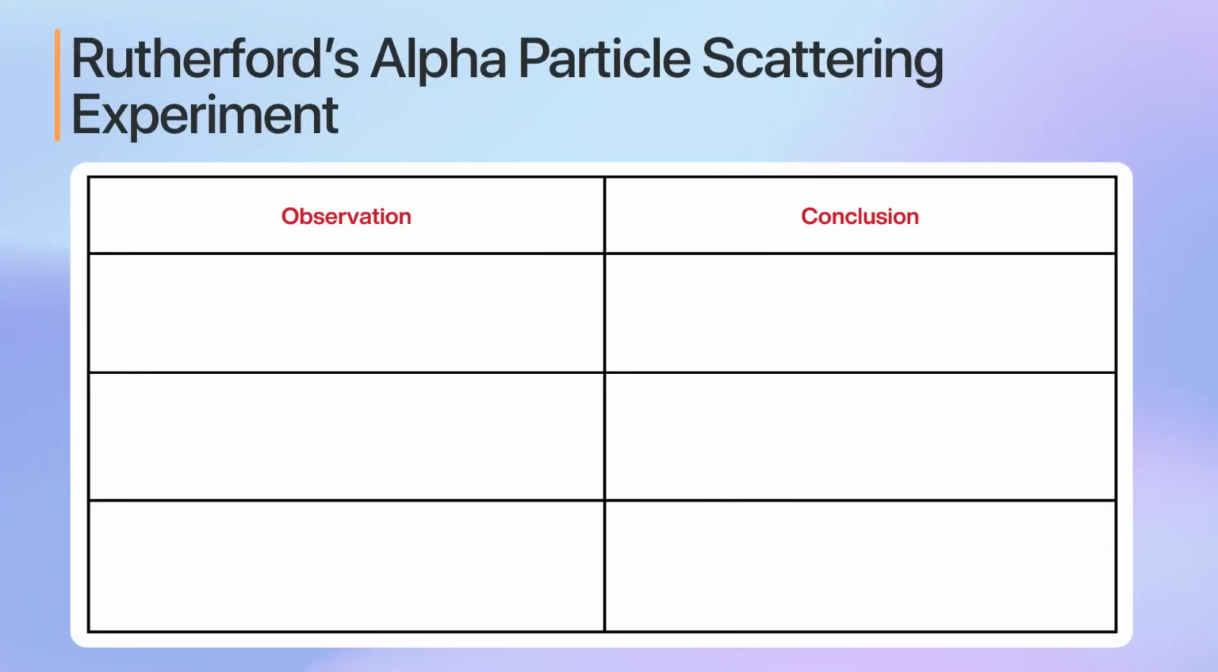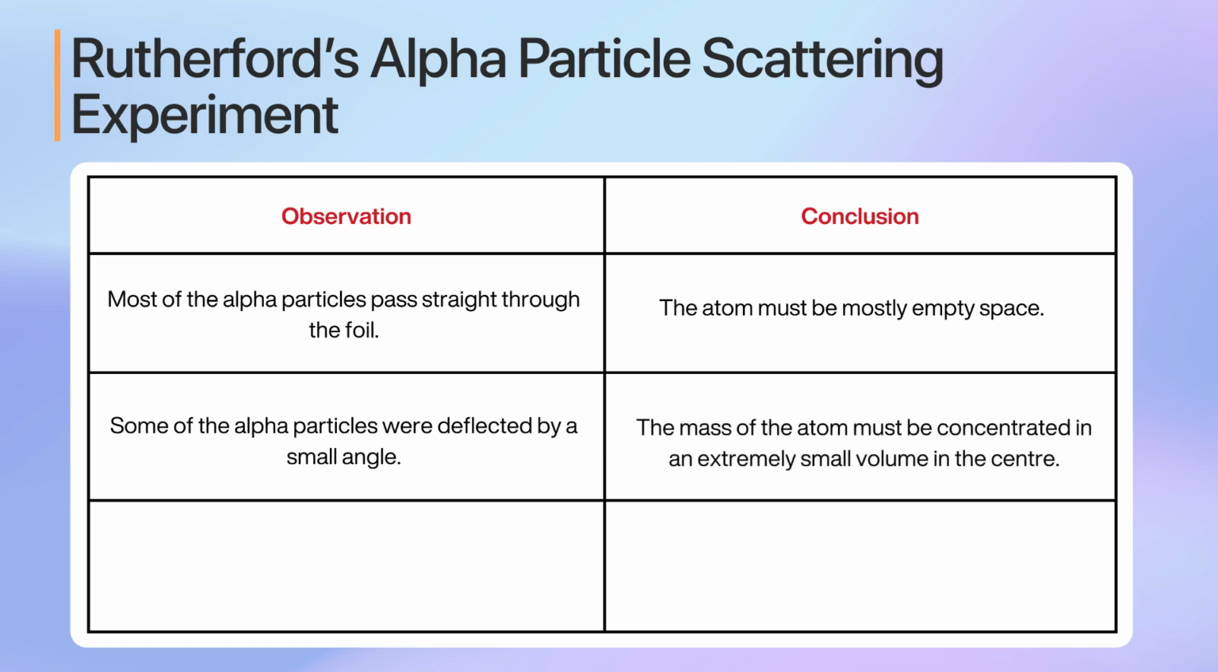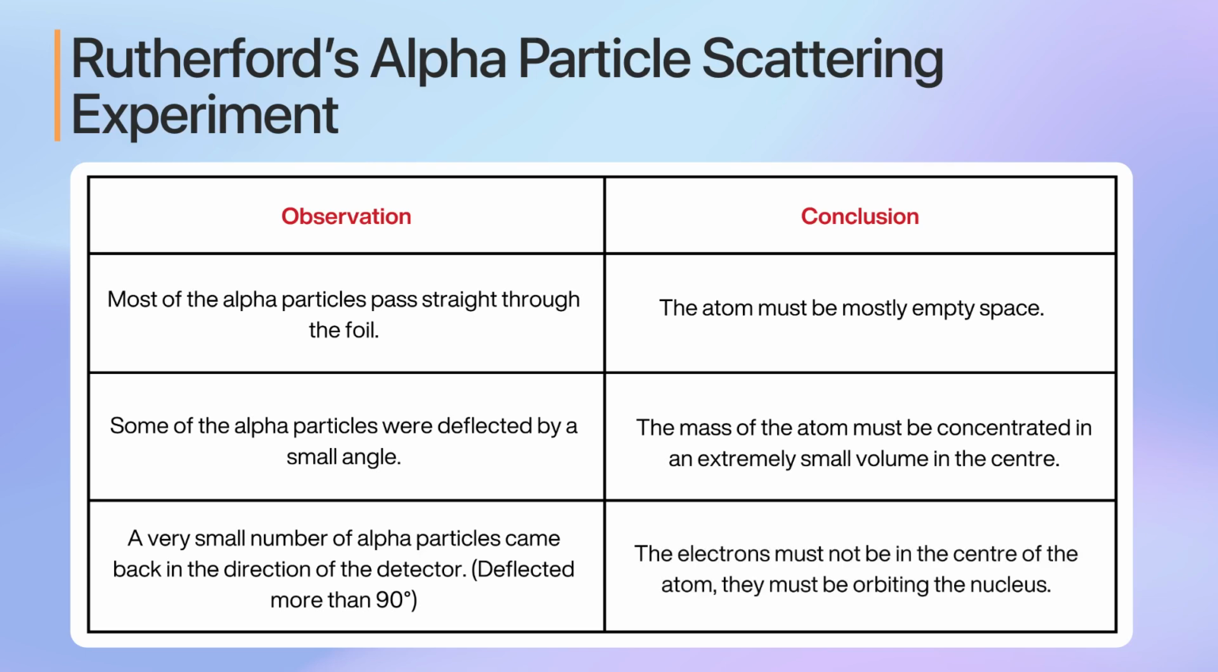Let's break down the observations from the experiments to understand what conclusions we can draw from them. Our first observation is that most of the alpha particles pass straight through the gold foil, meaning that the atom must be empty space. Secondly, some of the alpha particles were deflected by a small angle. This means that the mass of the atom must be concentrated in an extremely small volume in the center. Finally, a very small number of alpha particles came back in the direction of the detector, deflected more than 90 degrees. The resulting conclusion is that the center of an atom must have a strong positive charge. Also, the electrons must not be in the center of the atom. They must be orbiting the nucleus.